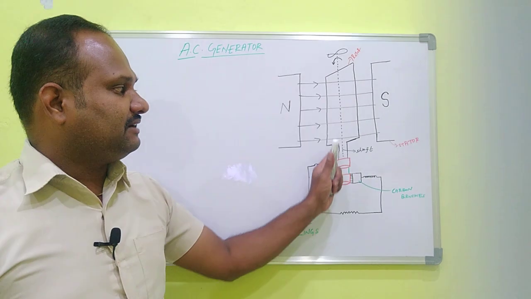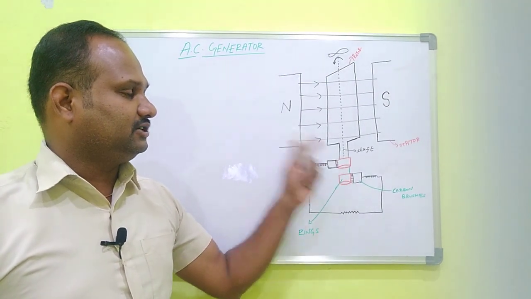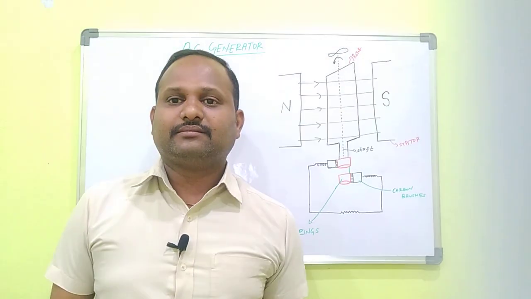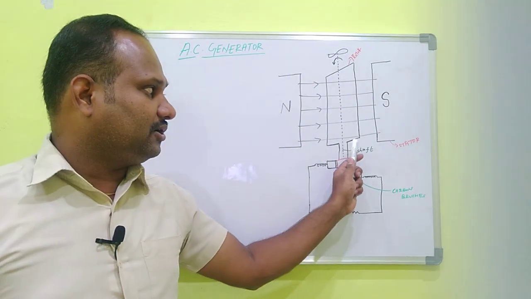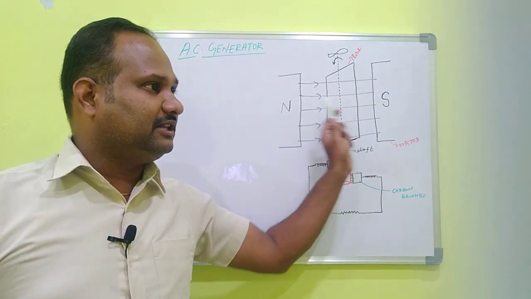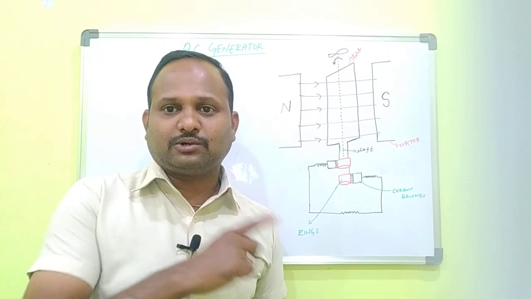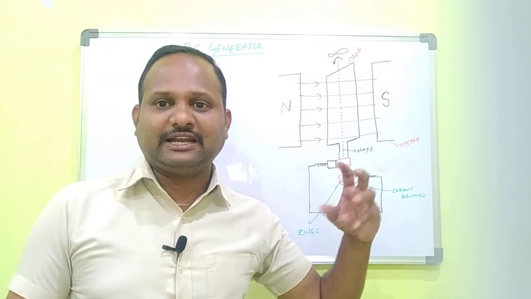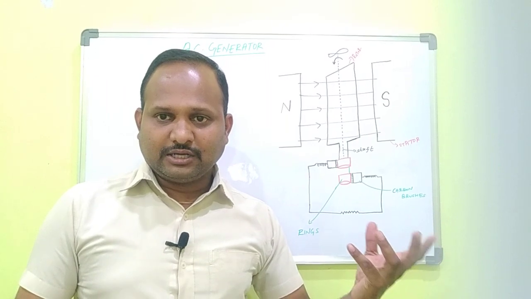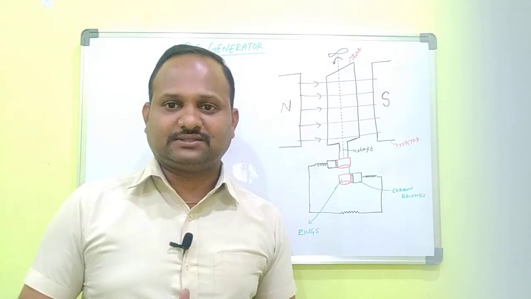The two ends of the armature coil or rotor coil are connected to a ring system. Why? Because this rotor coil is allowed to rotate in between the pole pieces of the electromagnet. When this is allowed to rotate, an EMF is induced. Now we want to use that EMF in our houses.